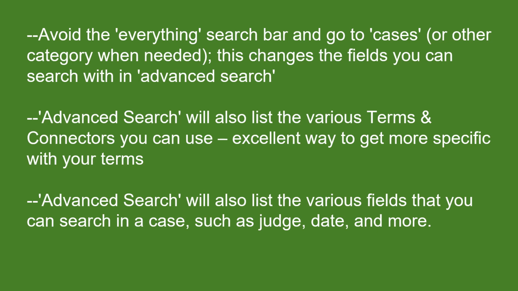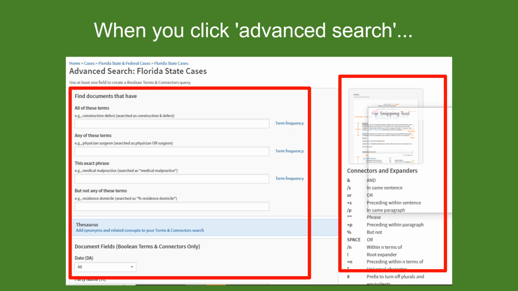Advanced search lists the various terms and connectors. If you don't know them, review them on advanced search. And it also lists the various fields. And here's a look at what you get when you click advanced search. You'll have things like all of these terms, any of these terms, but you also have over at the side a list of connectors and expanders. And these are things like and. One of them is a /p, which means within the same paragraph. Very handy when you're looking for cases with a specific fact pattern.